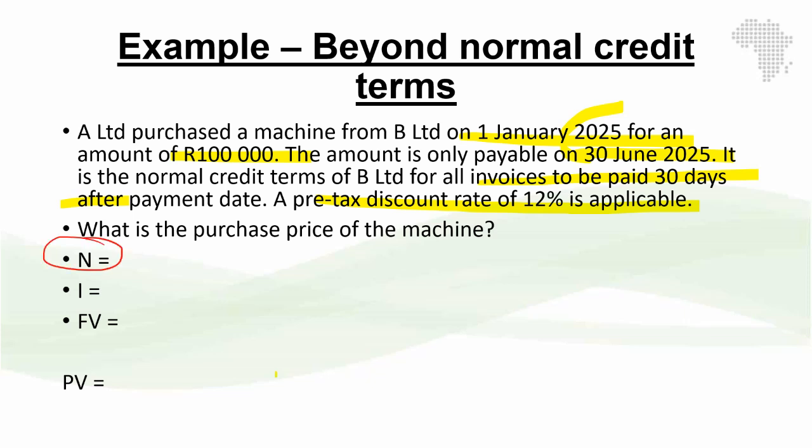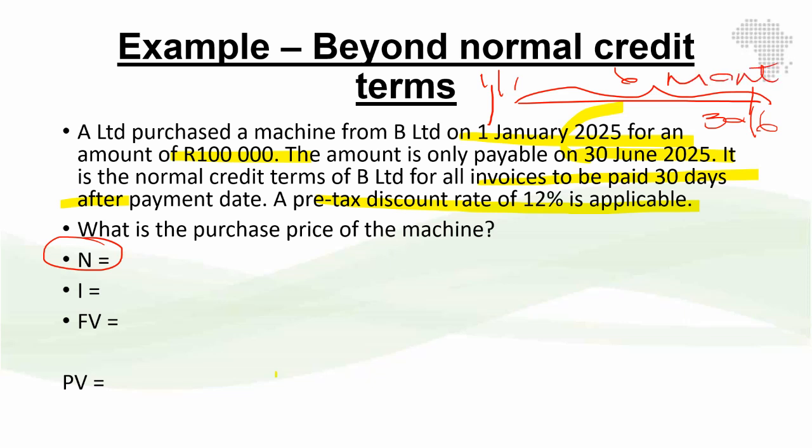The M stands for the period that is relevant for this transaction. So we had to pay my creditor on the 1st of January, but we've actually made an arrangement to pay him on the 30th of June. So I need to determine what time will lapse from 1st January to 30 June. In this case, it is 6 months. So my period will be 6 months.